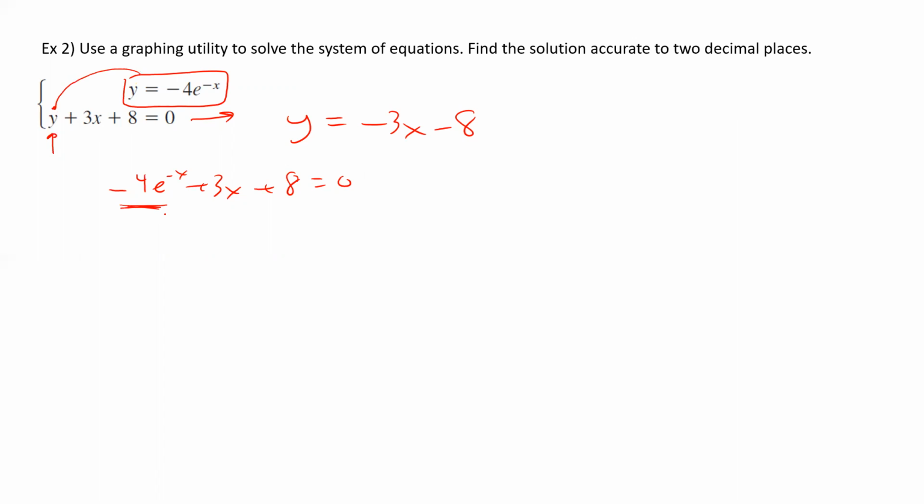So negative 4 e to the negative x plus 3x plus 8 is equal to 0. And this is important too, because your calculator can calculate zeros pretty well. How do you solve this? It's just equal to 0. So now let's go graph it. Let's see if you guys can put this into your calculator. Please, you are on the list. Negative x, yeah, e to the negative x.